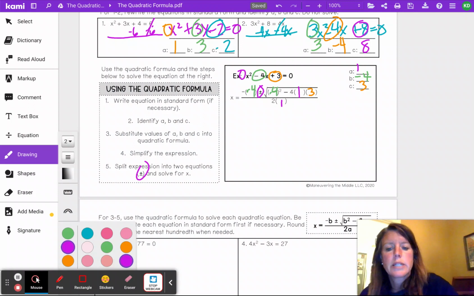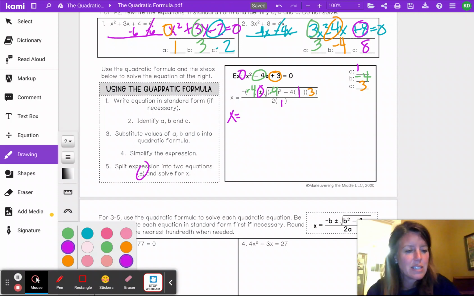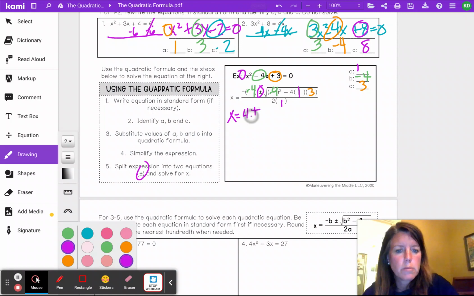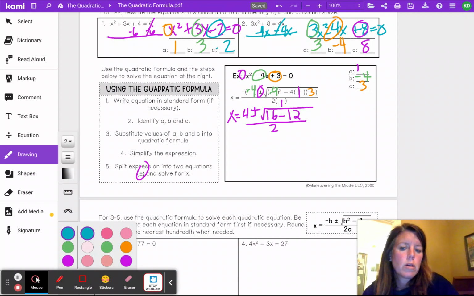Now we're going to simplify it on down. So x equals negative 4. That's kind of like saying negative 1 times negative 4. So now it becomes positive 4 plus or minus the square root. Negative 4 squared is 16. Negative 4 times 1 times 3, that's minus 12. All of that divided by 2 times 1, which is 2. So next, I have x equals 4 plus or minus the square root of 16 minus 12. So that is square root of 4. And then divided by 2.